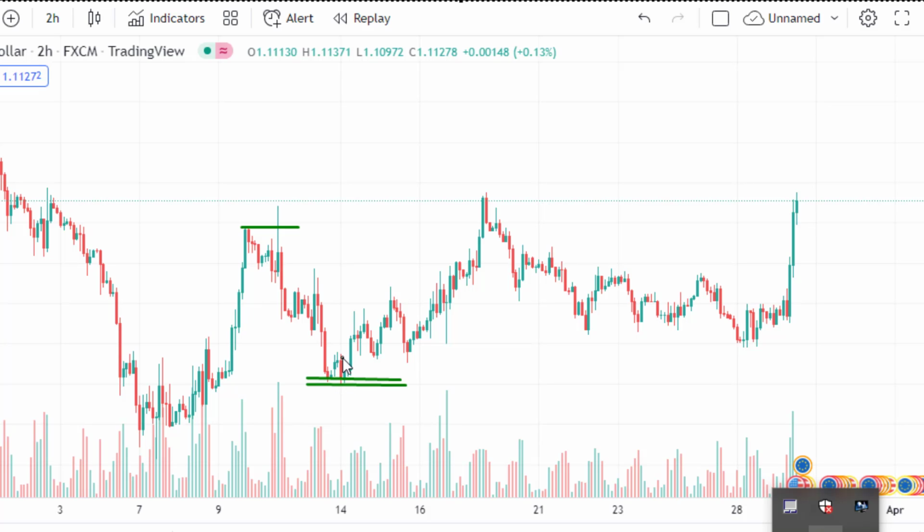After it came to this area, buyers again entered the market and turned the market to the upward direction. That's why we can call it a support level. So this is the perfect support. So we can call this one support, and this is the buyers area.